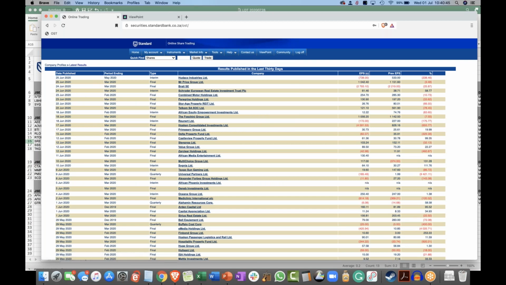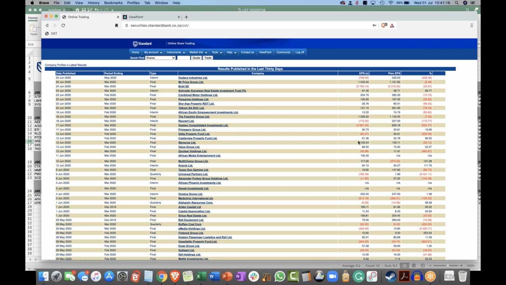Company results. These are results that are published in the last 30 days. We're missing yesterday's results. The system hasn't flushed through. It might actually be cache with my Brave browser. I love it, but its handling of cache, and I suspect it's because they're big on privacy, becomes a painful experience occasionally. So it just tells you results that have come through in the last 30 days, what the earnings per share was, what the previous earnings per share was, and then obviously the change for that as well.